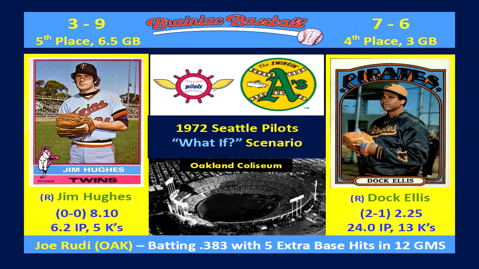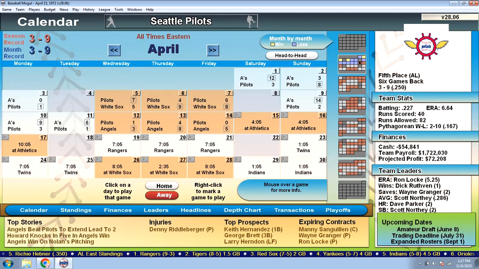Today's matchup is between the Seattle Pilots and the Oakland Athletics at the Oakland Coliseum. On the mound for the Pilots, making his first start of the season, is Jim Hughes, whose record is 0-0, with an 8.10 ERA. And pitching for the A's is Doc Ellis, whose record is 2-1, with a 2.25 ERA.